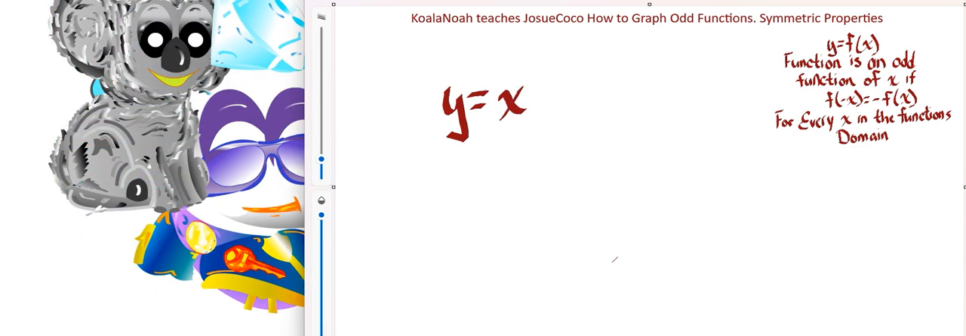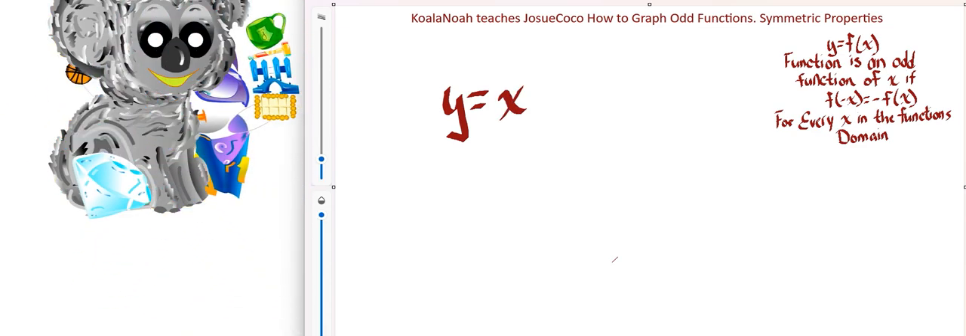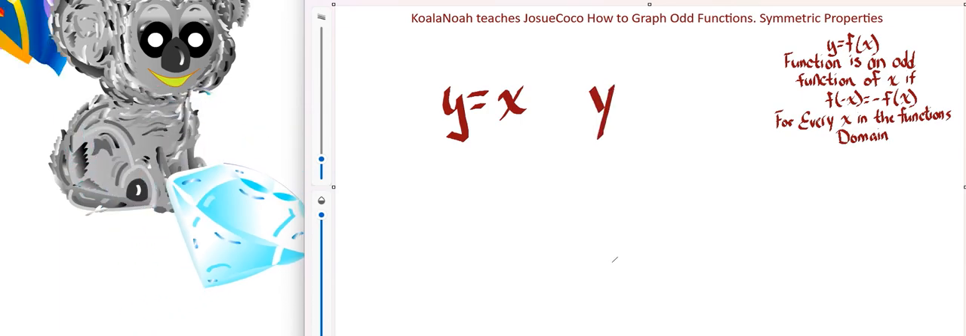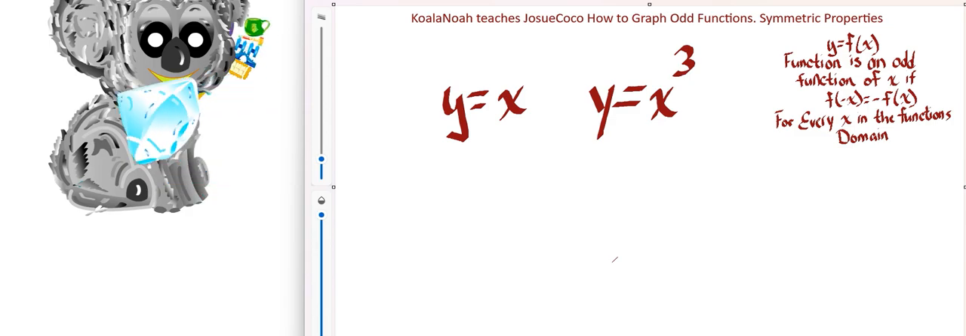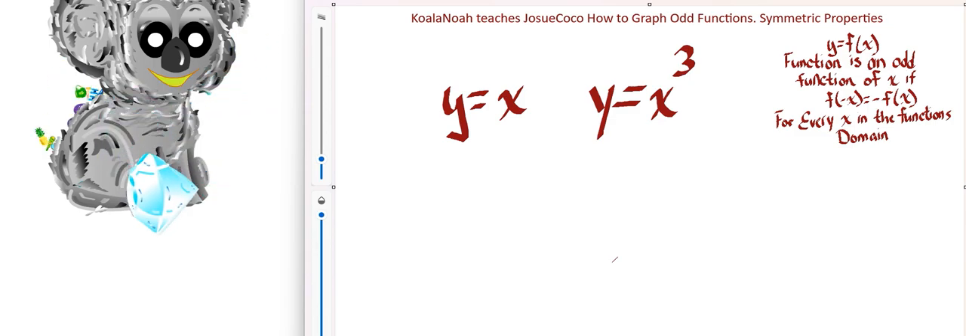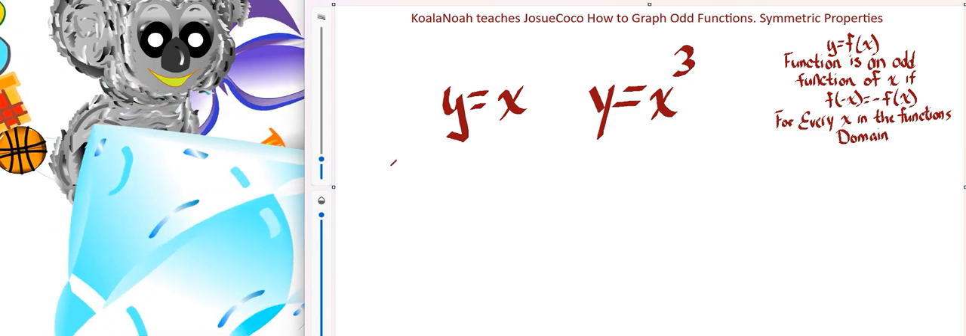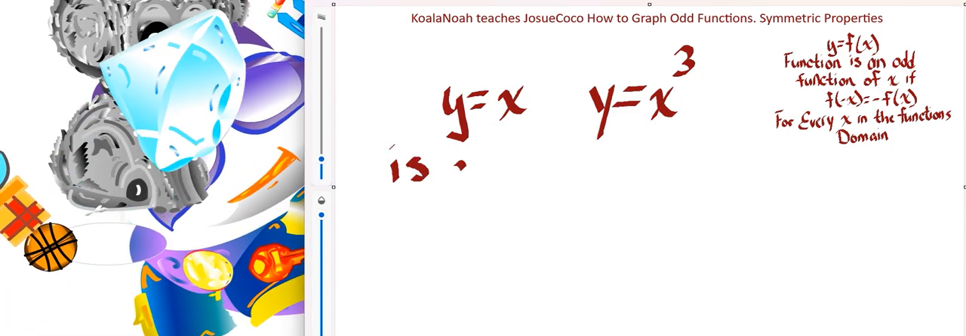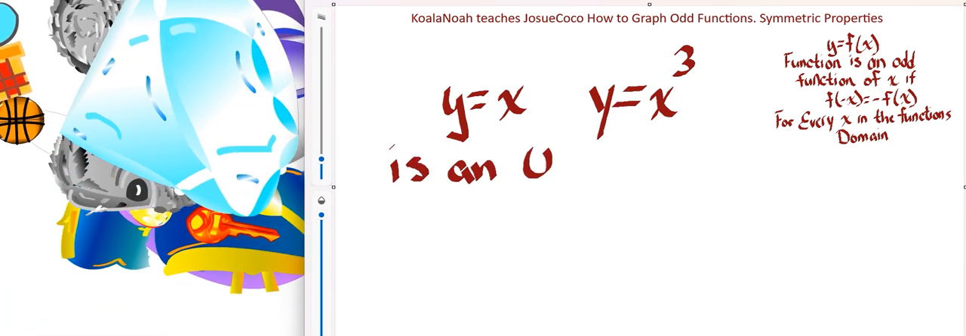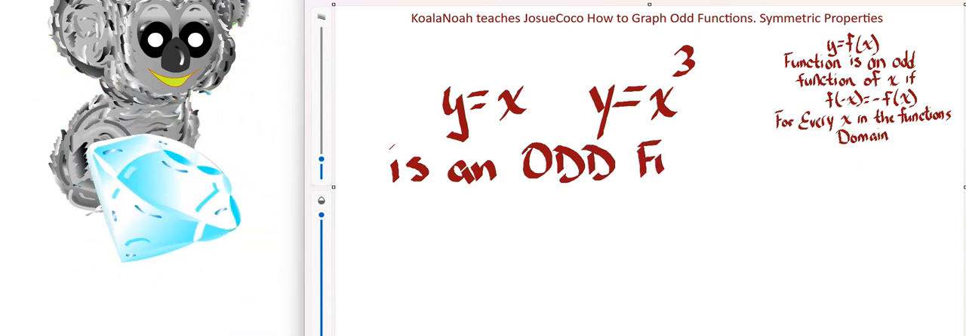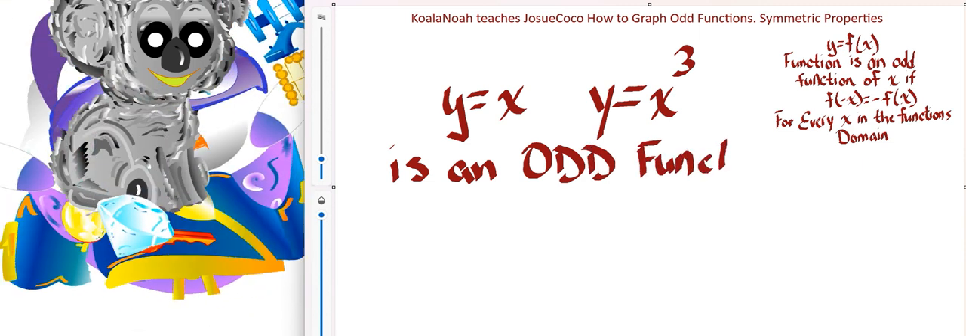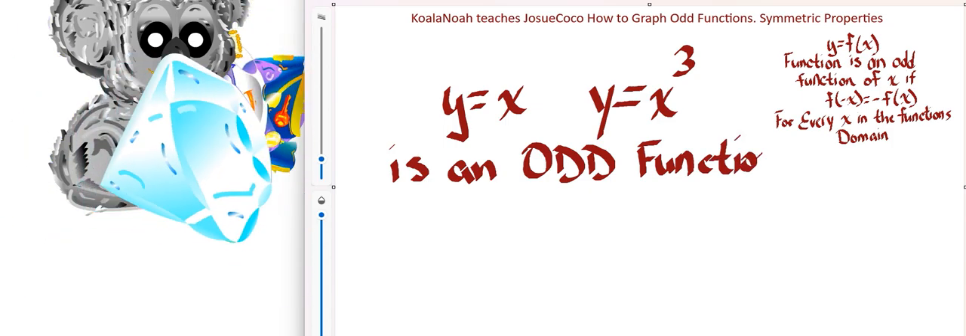Y equals X. Our next example is Y equals X to the third power. Both functions are considered odd functions.